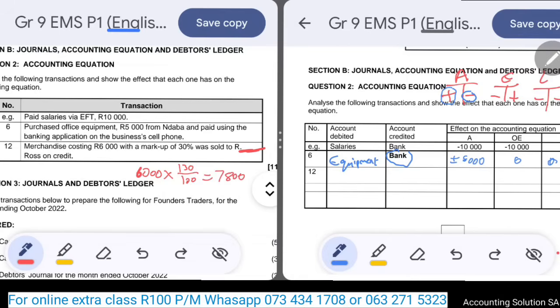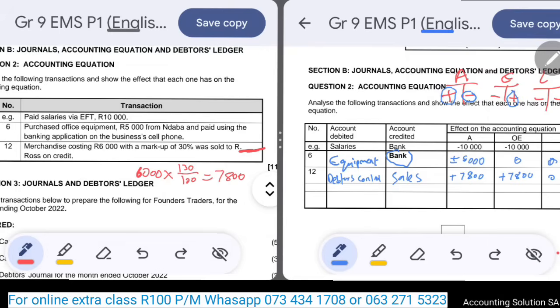Okay, let's first recognize the sales. We sell to a debtor, which means that our assets are going to increase. Debtors control, and our sales is equity, which is increasing on the credit side, and the amount is going to be plus 7,800, plus of sales 7,800.